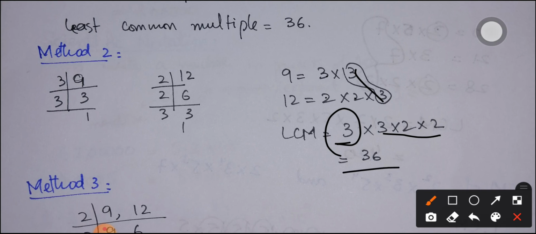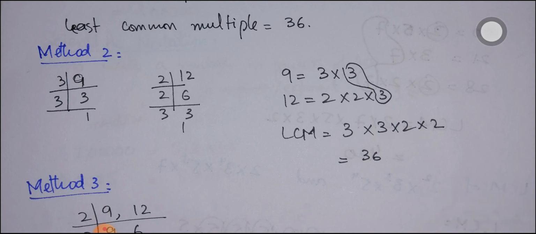So this is the basic difference between the methods of HCF and LCM: in case of HCF we just multiply the common numbers, and in case of LCM we write down the common numbers first, taking them once, and then we multiply the other remaining numbers.